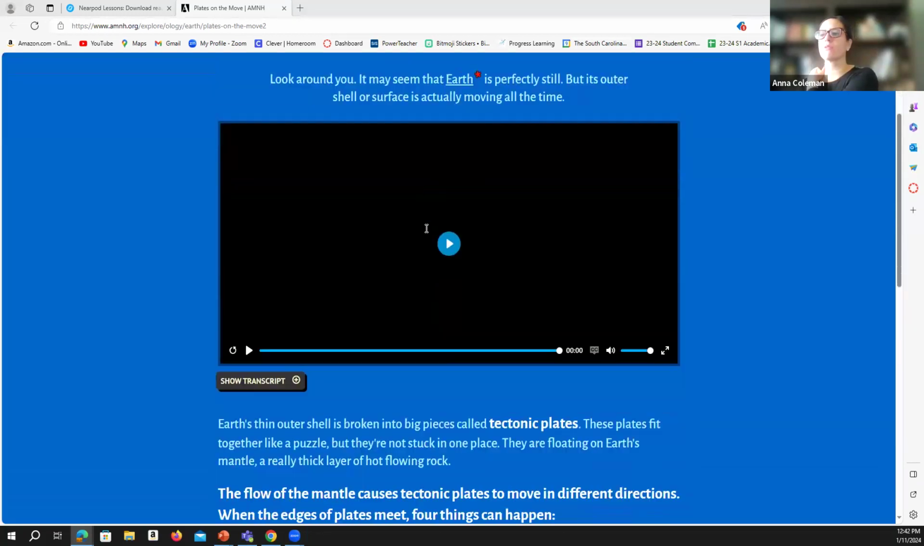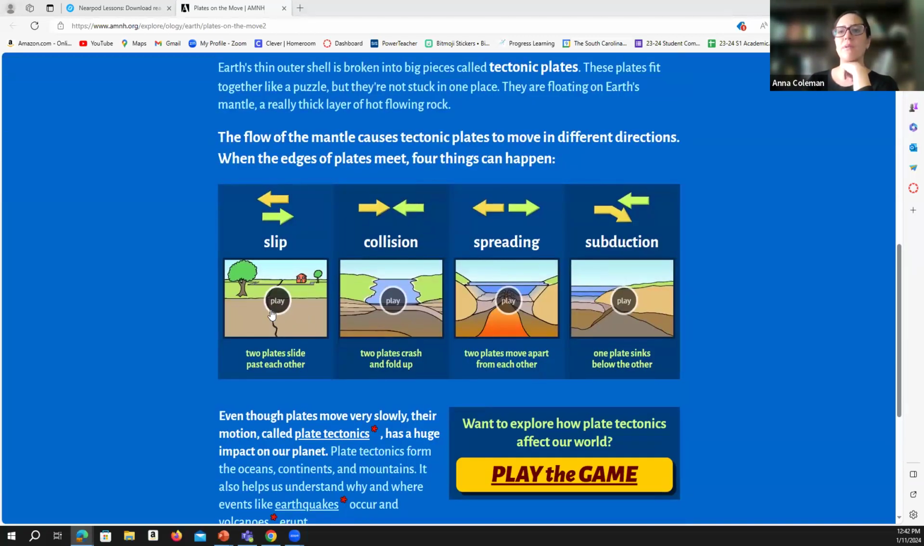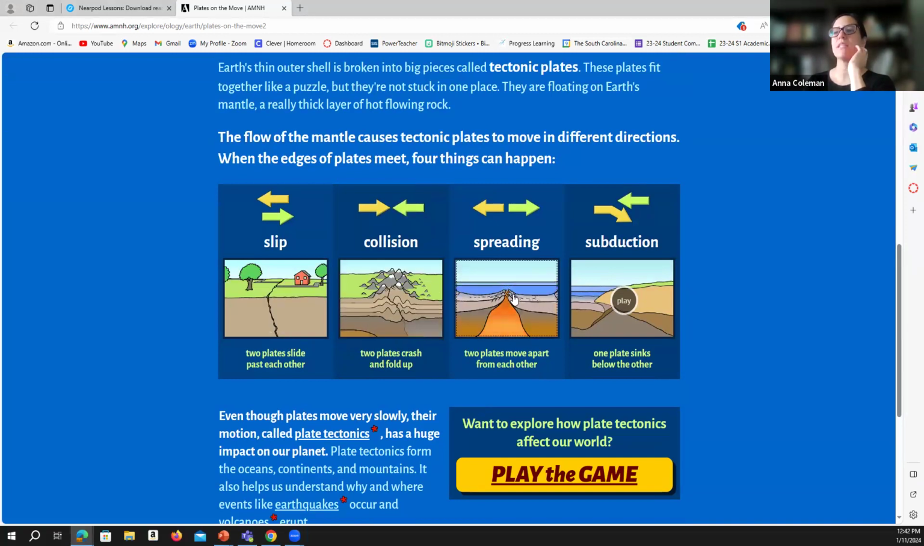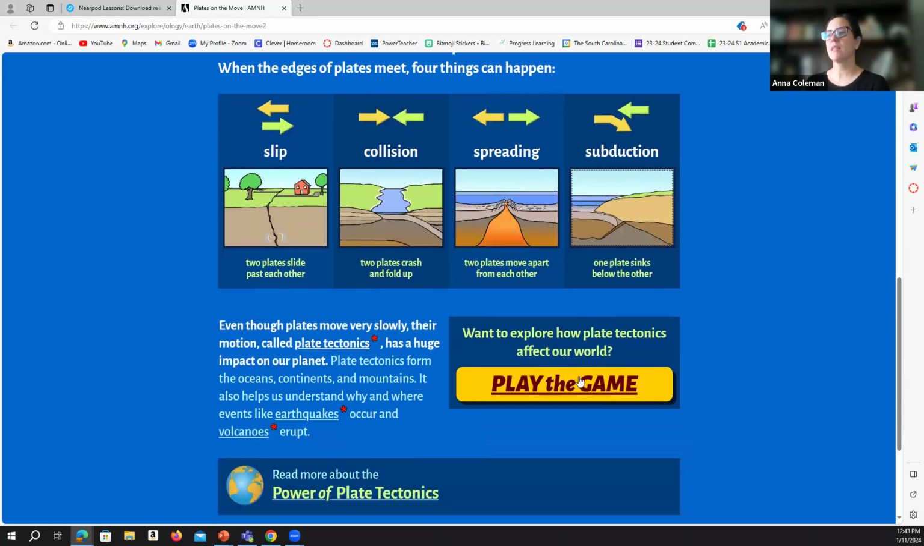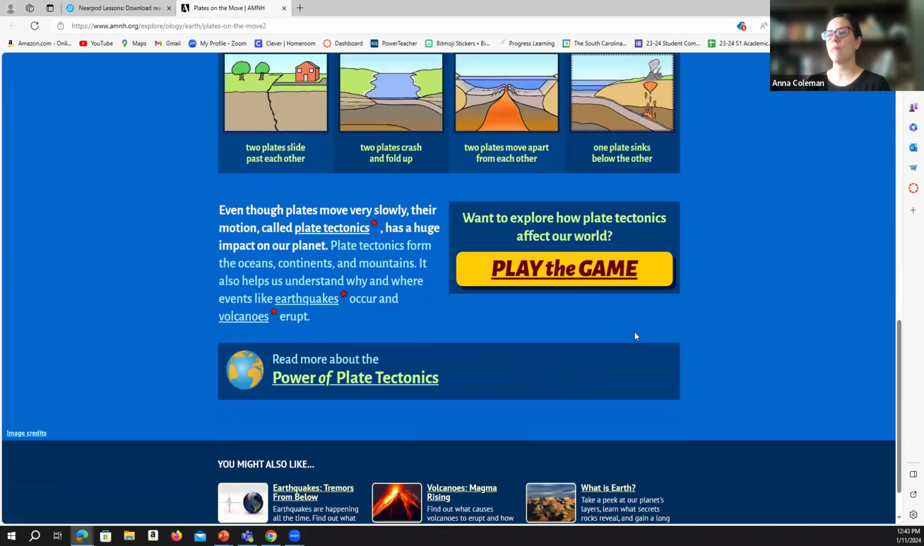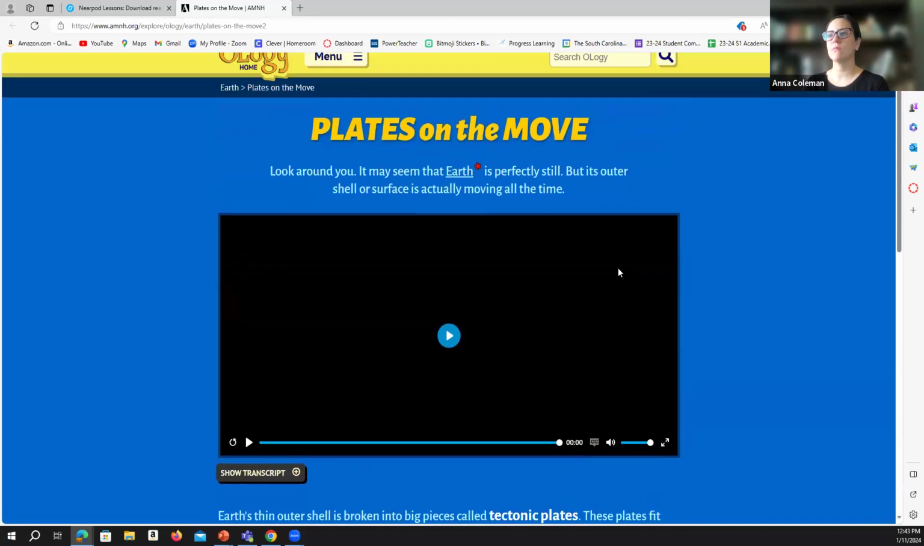All right, guys, note that when you scroll down, you can actually play where you can see how they slip apart. You see that? You can see how they collide. You could see spreading apart, two plates move apart from each other. And then subduction, one plate sinks below the other. You can also play this game down here and then read more about those plates as well.